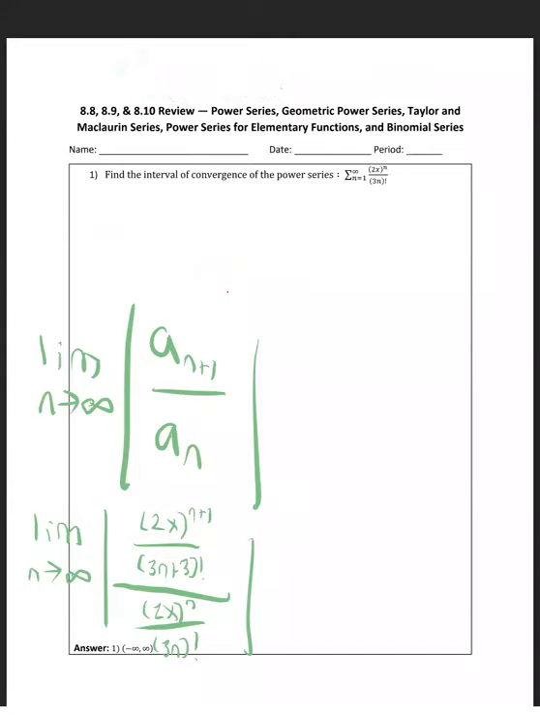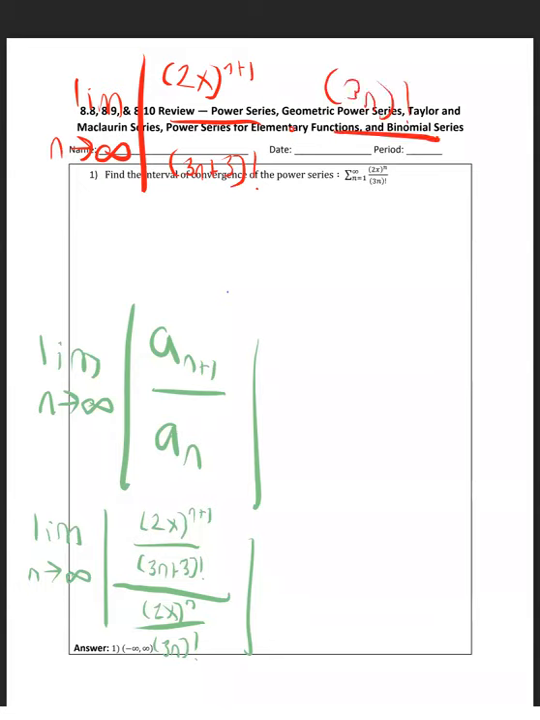Now, Julia, I want you to help me simplify this. Now we're going to start canceling some things out. So let me erase everything on the top because we don't need that anymore. I'll write this in red. I'm basically going to continue the work starting from the top. So the limit as n approaches infinity. I'm going to keep the absolute value because we're dealing with x's, so we don't know which values are going to go in. But it's 2x to the n plus 1 over 3n plus 3 factorial. Keep, change, flip. So this is now 3n factorial over 2x to the n.